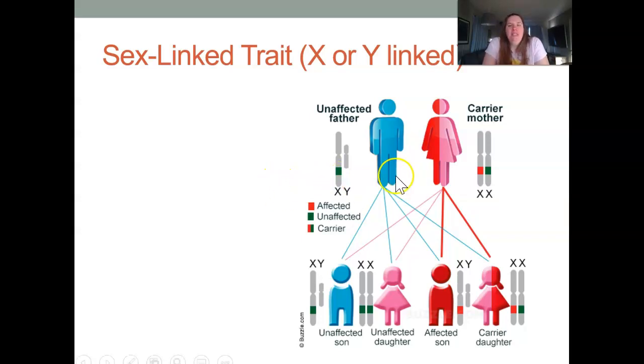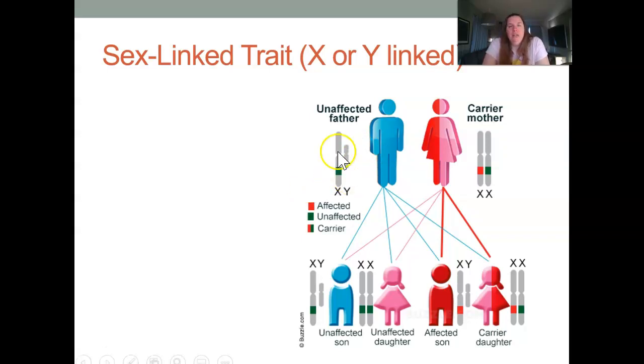This is important because remember that the Y chromosome is very small. The X chromosome is a full-size chromosome and contains the complete number of genes, whereas because the Y chromosome is much smaller, it doesn't carry the same amount of genes. It has a lot of genes that are missing.